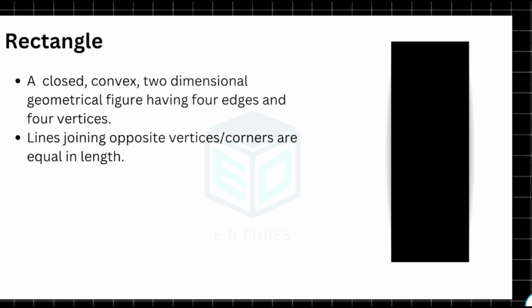Let's find out what is missing. We were missing that the lines joining opposite vertices, or corners, are equal in length. The line joining opposite vertices or corners are equal in length, right? So is it going to define a rectangle? Let's see.